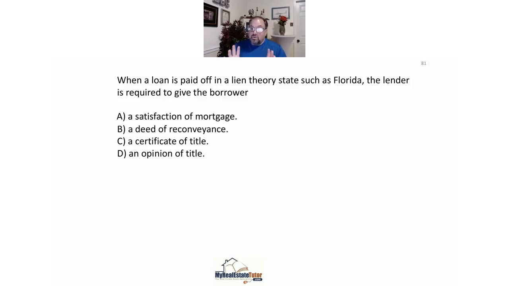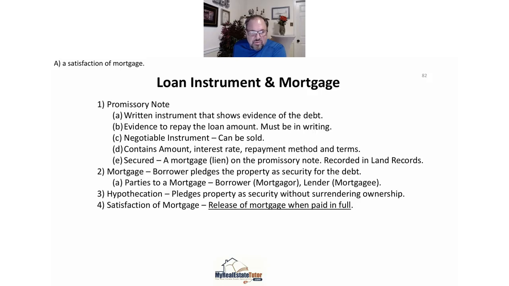And so lien theory, let me give you a hint. There's a mortgage. That ought to be a good hint there. All right. So we're talking about a satisfaction of mortgage. If you look at number 4 on the slide, satisfaction of mortgage, this is a release of the mortgage when it's paid in full.